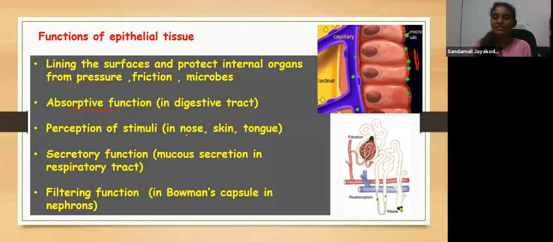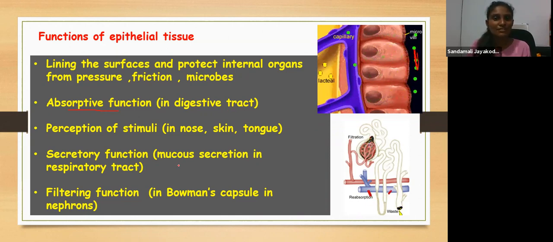And then perception of stimuli. In the nose, skin, tongue, in the nose we can feel the smell, that is carried out by the cells in our epithelial tissue. Nerve ends are in the nostrils, and also there are some nerve ends in our skin and tongue. In that way, they can perceive the different stimuli: smell, temperature, pain, and the flavor we can perceive with that. And then the fourth function is the secretory function.